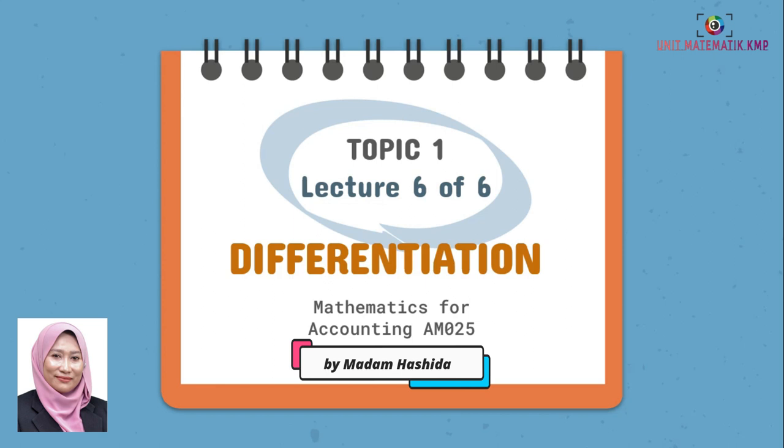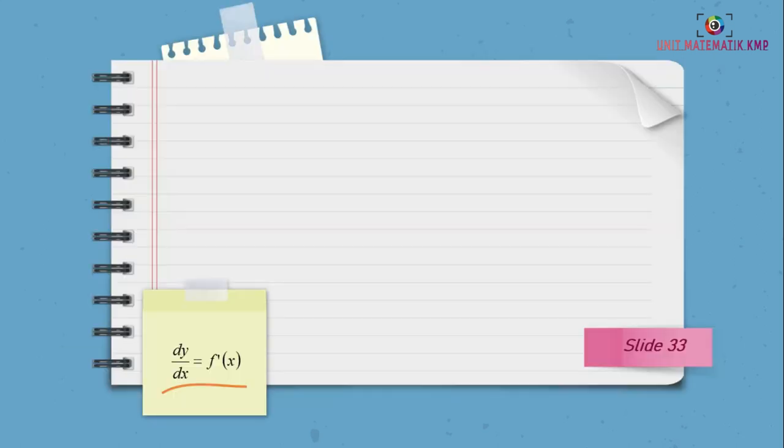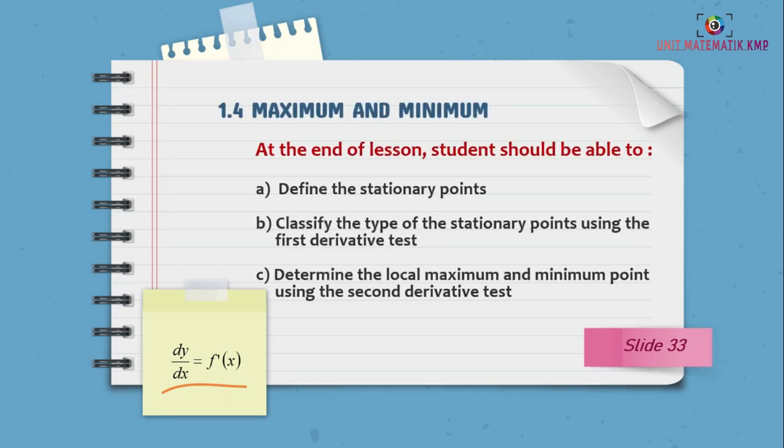Today we discuss topic 1, differentiation. Now we discuss lecture 6 of 6: Maximum and minimum. At the end of the lesson, students should be able to define the stationary points, classify the type of the stationary points using the second derivative test, and determine the local maximum and minimum point using the second derivative test.